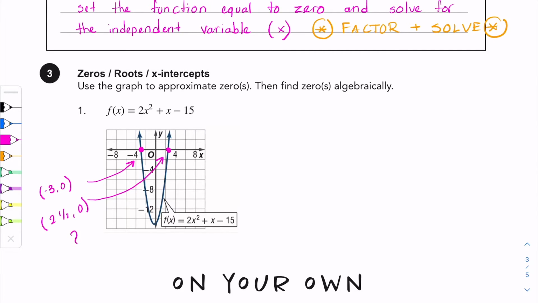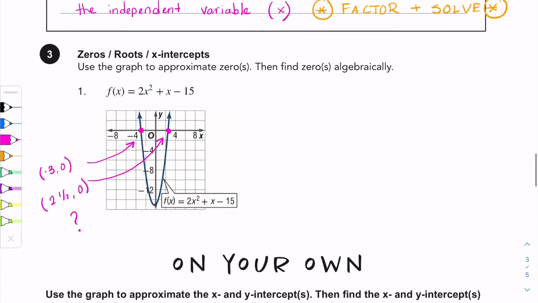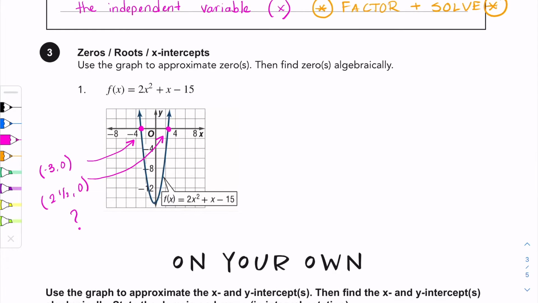So these are both guesses. We're going to check them algebraically. When we calculate this, we take the original function and we set it equal to 0. We have 2x squared plus x minus 15 equals 0. This problem requires us to factor.